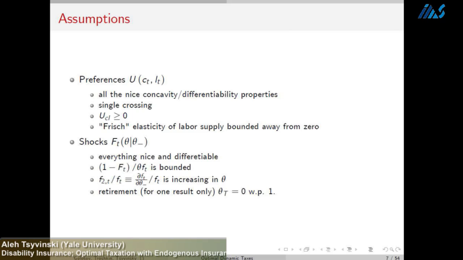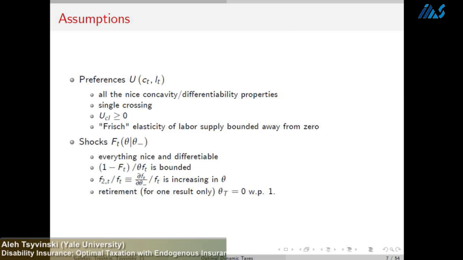Okay, so what other assumptions do I have here? Well, I have preferences that are quite nice. There's single crossing property, concavity, differentiability. But also, importantly, I'm going to assume that consumption and leisure are complements, or consumption and labor are substitutes. Also, the Frisch elasticity is bounded from 0.